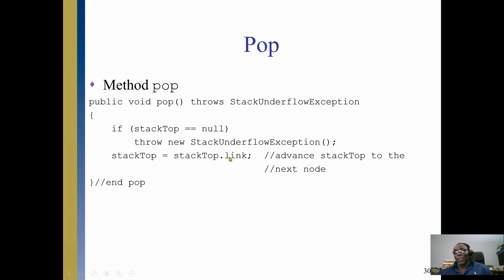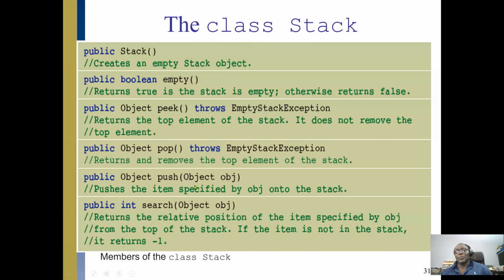So that's why here we are saying stack top.link. Remember in linked list, when we call link once, it means we move the pointer once. Plus, if I say link.link, I'm going to move two nodes out. So here we are saying stack top.link assigned to stack top. So we move one step down. Then we remove the top of the stack.